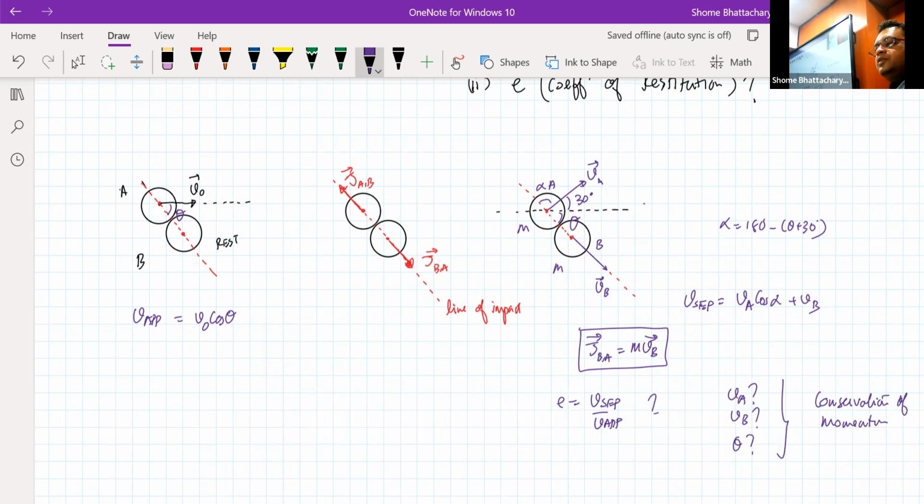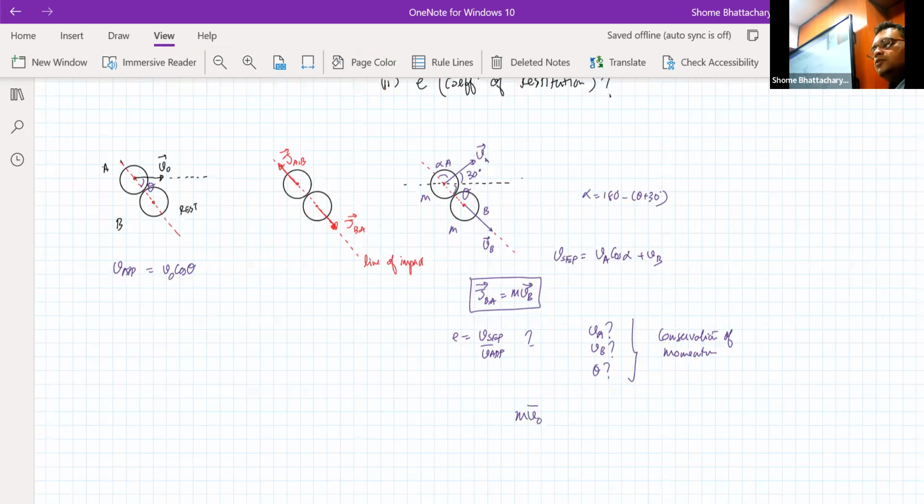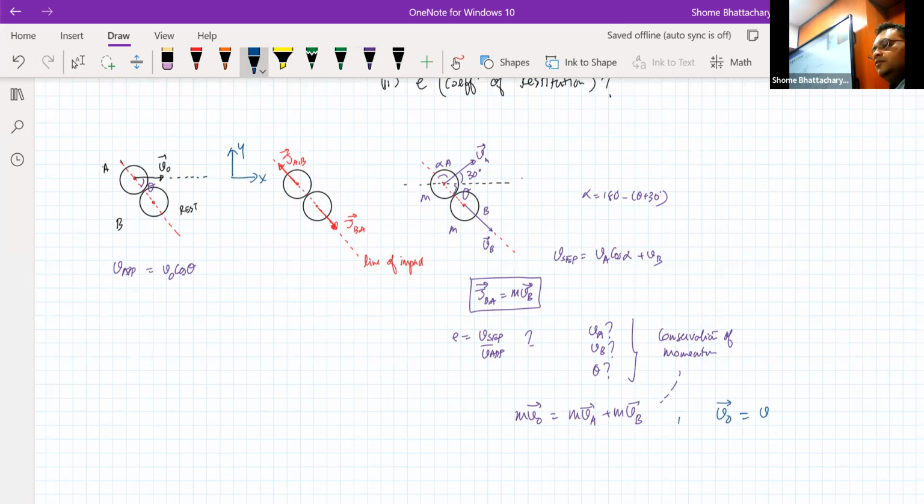Now conservation of momentum is going to be very simple here, because the masses are equal. So mv0 is going to be equal to mVA plus mVB. Now for doing this conservation of momentum, let's take our x and y axis like this. Let's take x axis along. So we can write v naught as v naught i cap, and VA has the same magnitude as VB, so let's take that as V. Then we can write VA as V cos 30 i cap plus V sin 30 j cap.